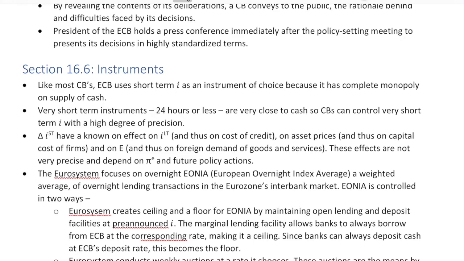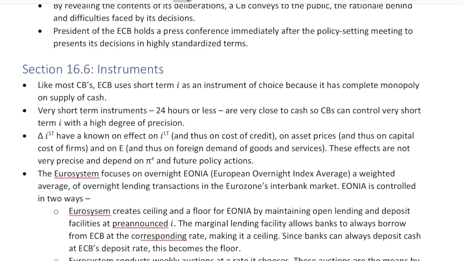Now, why do they care about controlling the short-term interest rate? Well, the logic follows that changes in short-term interest rates are known to have an impact on long-term interest rates and therefore the cost of credit. And because they have an impact on long-term interest rates, they also have an impact on asset prices. And through asset prices and through interest rates, they also have an impact on exchange rates.